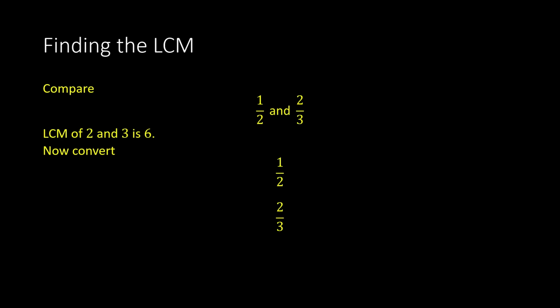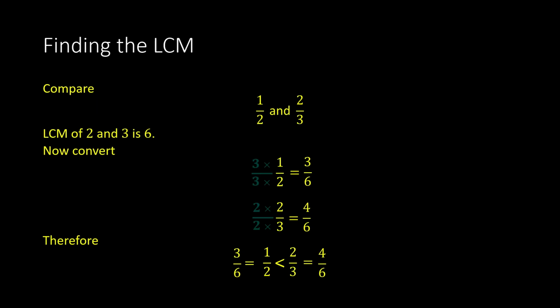We do that for 1 over 2 by multiplying top and bottom by 3, as shown, to give us 3 over 6. And we do that for 2 over 3 by multiplying top and bottom by 2, as shown, to give us 4 over 6. Now we can compare both these fractions. Since obviously 3 over 6 is less than 4 over 6, we now know that a half is less than 2/3.